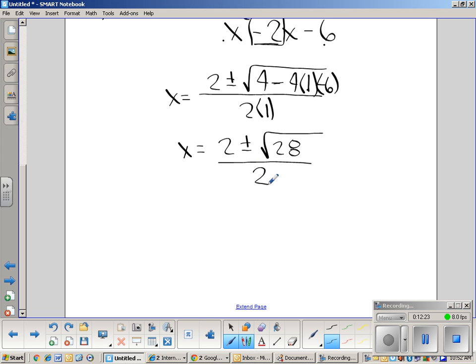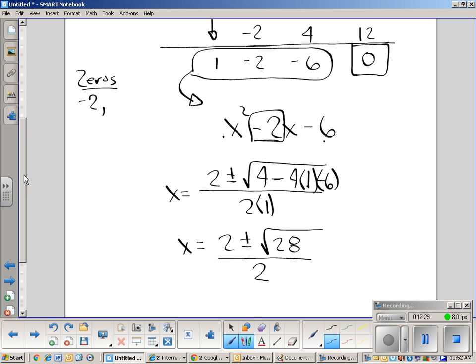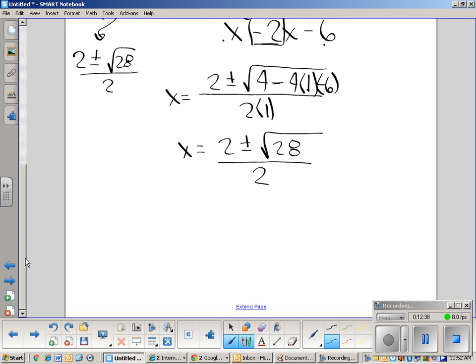Now, some of you, remember we told you before when we dealt with these, some of you can stop there. And so your other answers are 2 plus or minus square root 28 over 2. Others are going to realize 28 is really 4 times 7. And what's square root of 4? 2. So I get 2 plus or minus 2 square roots of 7 over 2.